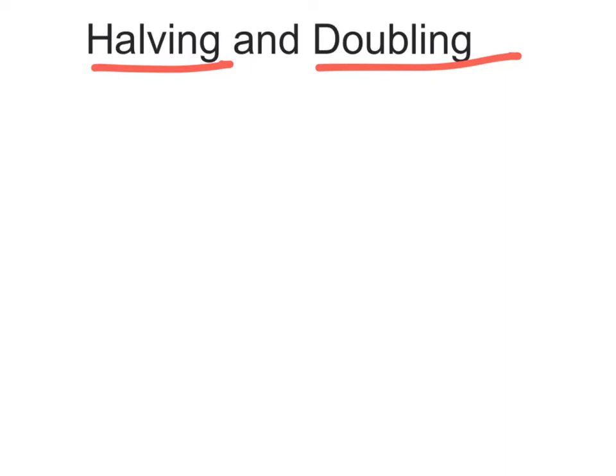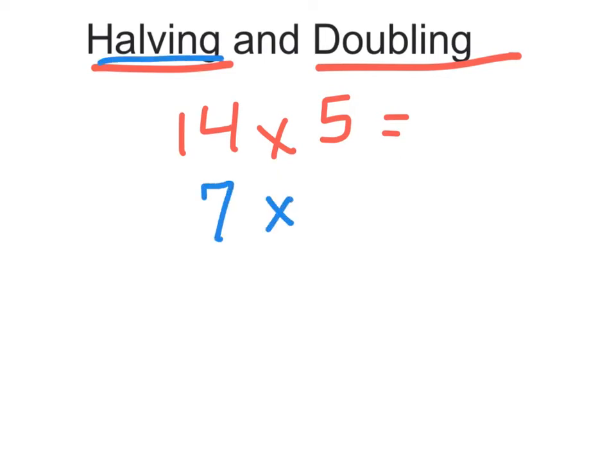Let's say you have a question like 14 times 5. Well, what halving and doubling means is to cut one of the numbers in half and to double the other number. Now, we can't cut 5 in half because it's an odd number, but we can cut 14 in half. Half of 14 is 7. So that's the halving part.